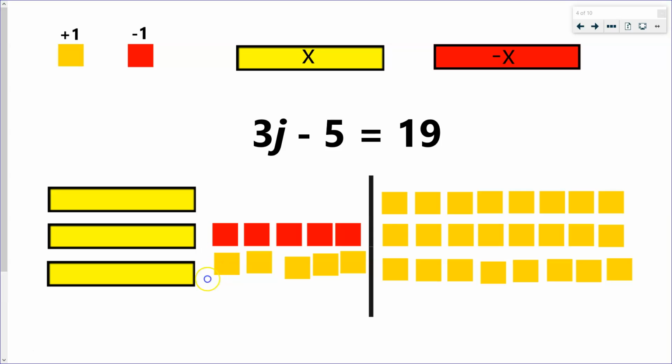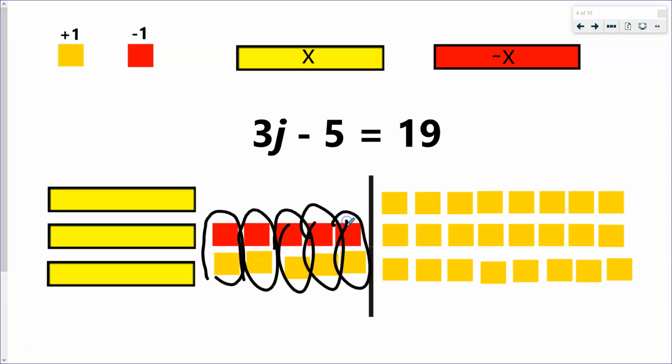Okay, and 0 pairing them off means that these all pair up, right? And that means that they're gone. I would draw an arrow, gone, for all these, so I'm just going to cross them out like this. So now I'm left with 3 of these and 1, 2, 3, 4, 5, 6, 7, 8, 24 of these.